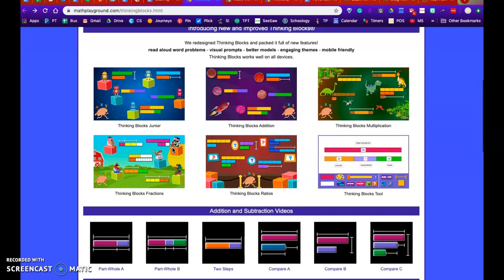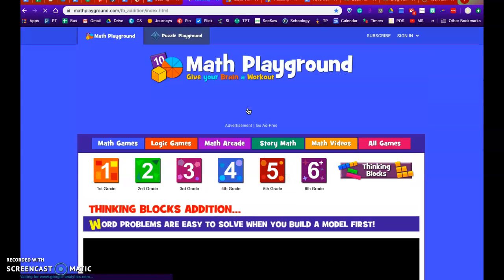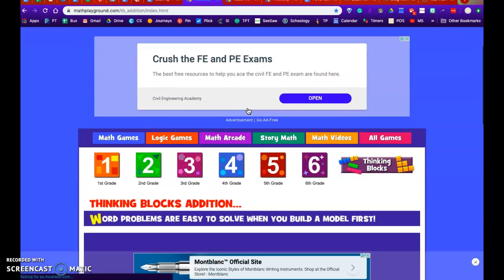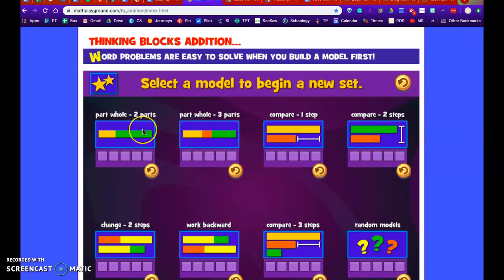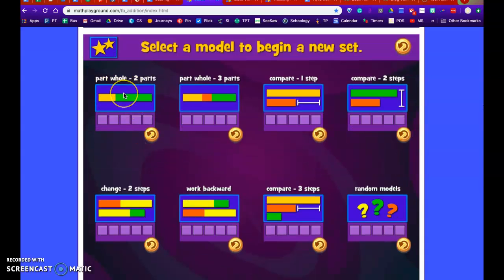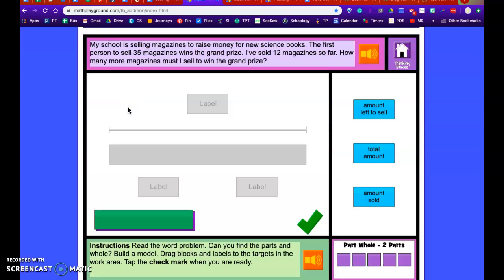I think these videos would be a good starting point for students, or somewhere where they can go when they reach frustration or confusion. So I chose the Thinking Blocks Addition, and when you click on it, several sets are available. You can see here that it starts with part whole, 2 parts, and goes down to random models, which would be mixing them, or the hardest one is compare with 3 steps. So I'm going to show you the part whole with 2 parts.